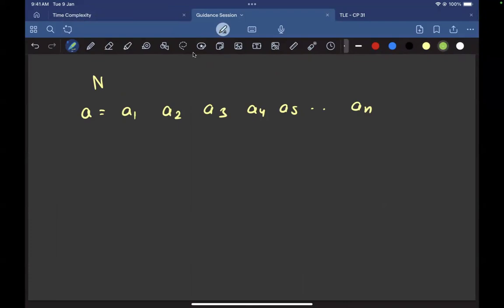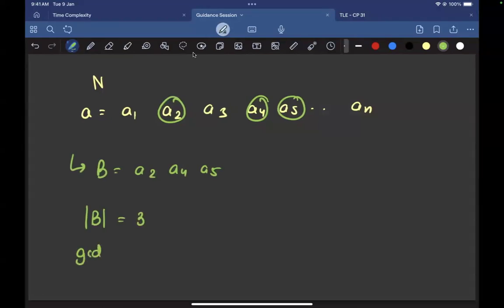Subsequence means let's take any numbers. So maybe I pick up A2, maybe I pick up A4 and A5, for example. Now, if I do this, this creates another subsequence B, which has A2, A4, and A5. Now I find the size of this B, which in this case is 3. I find the GCD of this B array, that is GCD of A2, A4, and A5. I add this up, and this turns out to be some value, let's say V. Among all such possible subsequences that you make, I want the largest V.